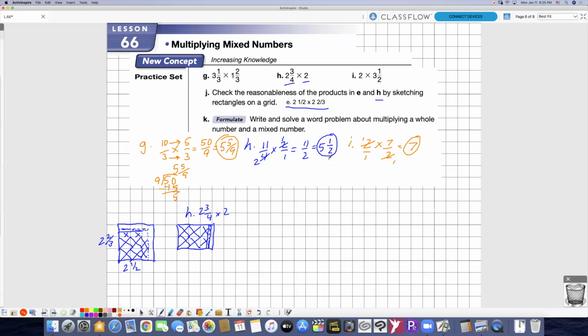All right, in the letter K, write and solve a word problem about multiplying a whole number and a mixed number. So a word problem that would use something like that or anything like that. It doesn't really matter what it looks like, but it could be any one of those. It could be anything really. So go ahead and answer that, and we'll review those answers later.